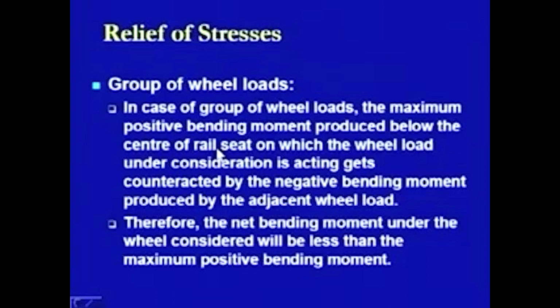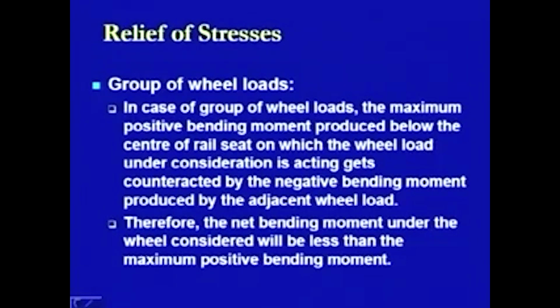So, there is a group of wheel loads. In the case of a group of wheel loads, the maximum positive bending moment produced below the center of the rail seat on which the wheel load under consideration is acting gets counteracted by the negative bending moment produced by the adjacent wheel load. So, here again we are talking about two types of conditions, that is, we have a positive bending moment produced below the rail seat, and after the point of contraflexure it changes into a negative bending moment.